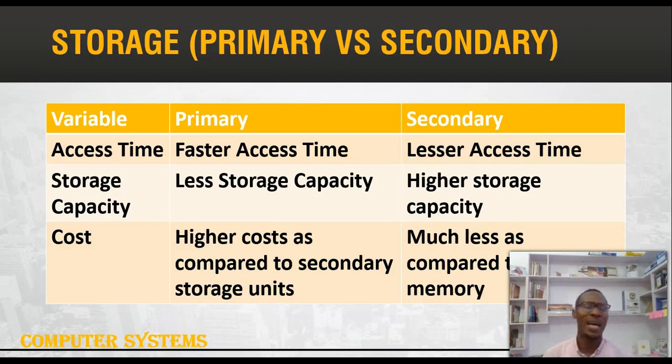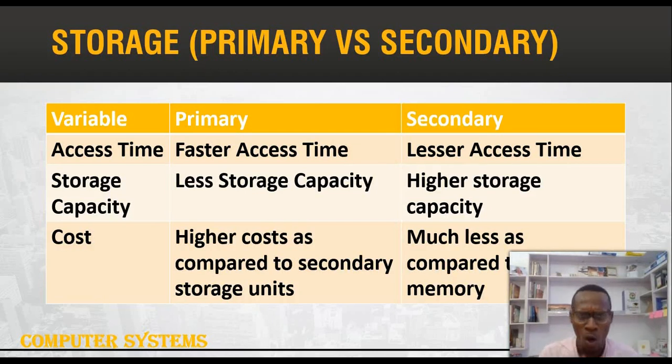In terms of access time, we have established that primary storage like RAM has a faster access time than secondary storage. A CPU can read data faster from RAM than from the hard disk. So most times, data on the hard disk is transferred to RAM for subsequent reference. In terms of storage capacity, primary storage has less capacity, like 2 gig, 4 gig, 8 gig, maybe now 12 gig. But in secondary storage, we have about 1 terabyte, 2 terabytes, as many as possible. So you could see that it could accommodate a large amount of data compared to primary storage.